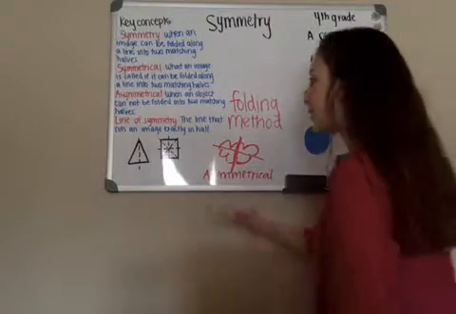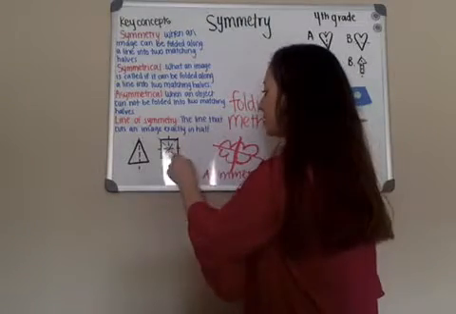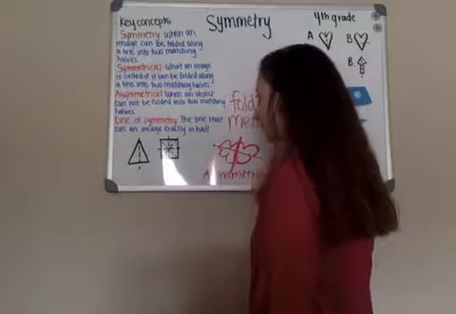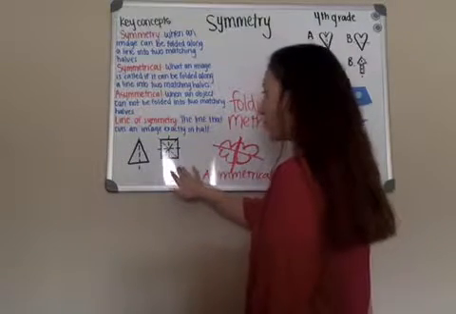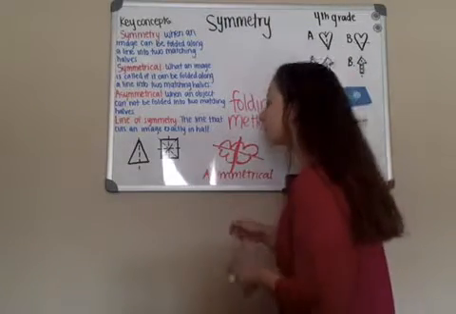Alright, now we're going to look at this square right here. As you see, there's many lines on it. And all of those lines are lines of symmetry. So this square shows us that we're able to have an object that has multiple lines of symmetry.